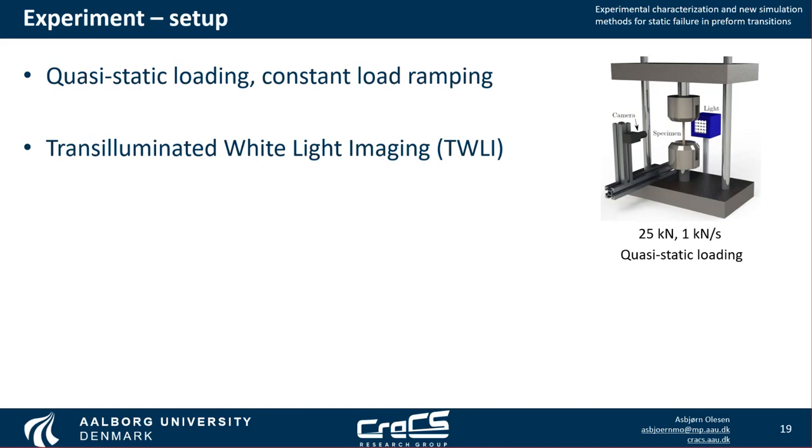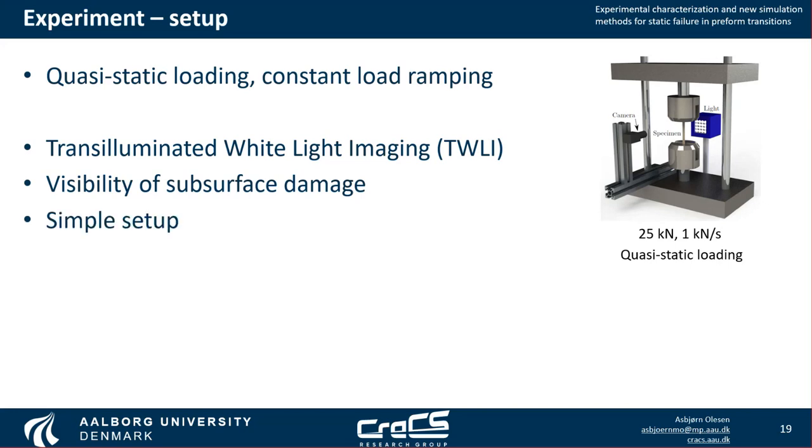The way that we obtain our images is what's called transilluminated white light imaging, where we have a light source placed behind our specimen, and then we capture the light that is transmitted through our specimen. What this does is that it allows us to visualize subsurface damage, specifically matrix cracks that are happening in the middle of our laminate. What's also nice in this method is that it has a simple setup. We only need a constant light source and a camera. There's no need for exotic or expensive equipment in our experiments.